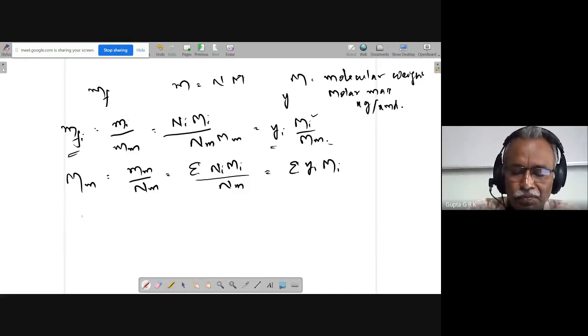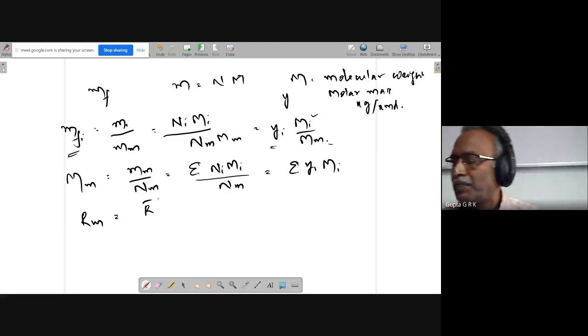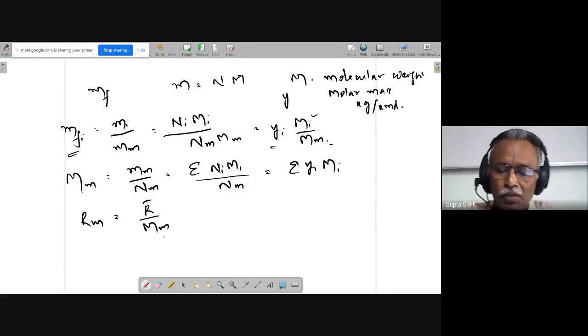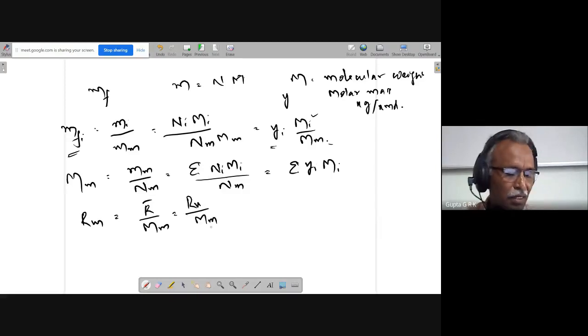And the gas constant of the mixture is universal gas constant by molecular weight of the mixture. So sometimes in the books it will be given R suffix U. Okay, so both are same. Universal gas constant is given like that. And so okay, this is the way it will be.